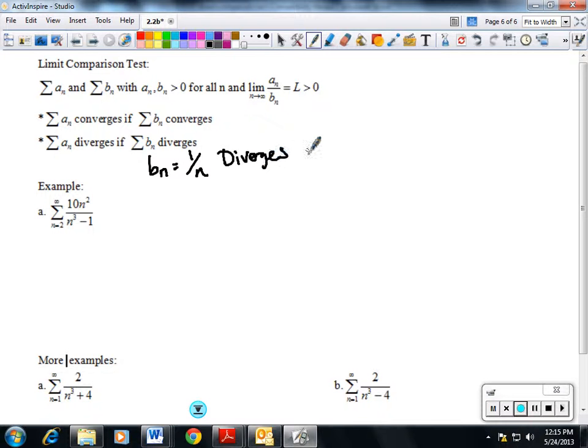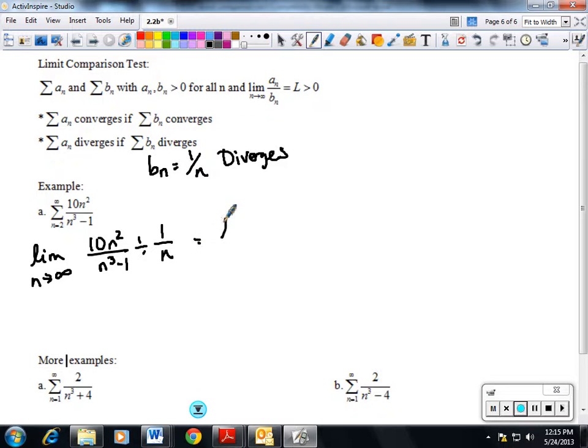Okay? So I'm going to use the limit comparison test that says the limit, as n approaches infinity, of the series that I'm given over, divided by, my new series. If this answer is bigger than 0, then it's going to behave the same as these. If it converges, it converges. If it diverges, it diverges.